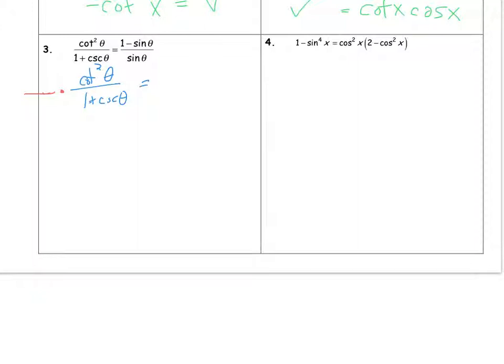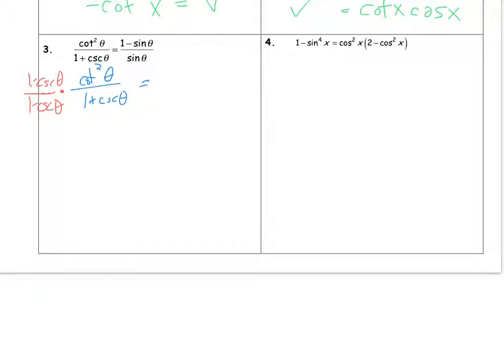I also completely need to make the whole 1 plus cosecant theta piece go away. If I multiply by the quantity 1 minus cosecant theta on the top and the bottom, this is called the conjugate. Remember that a conjugate is the exact same expression with an opposite sign in the center.